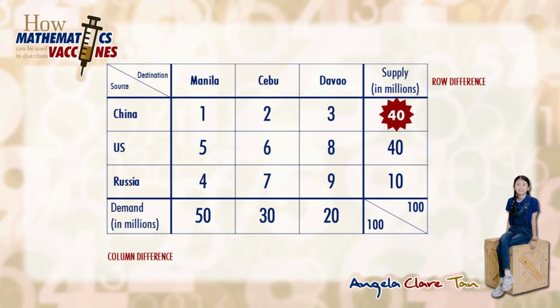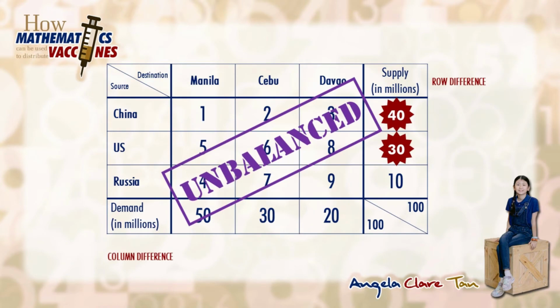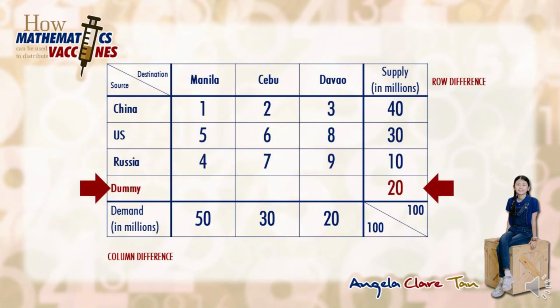But what if demand does not equal supply? And, as in the case of COVID-19 vaccines, demand is greater than supply? What if, in our problem, China can only supply 40 million vaccines and the US can only supply 30 million vaccines? This problem now becomes an unbalanced transportation problem, since demand is 100 million vaccines, but the supply is only 80 million. In this type of problem, the concept of a dummy row or a dummy column will be used.